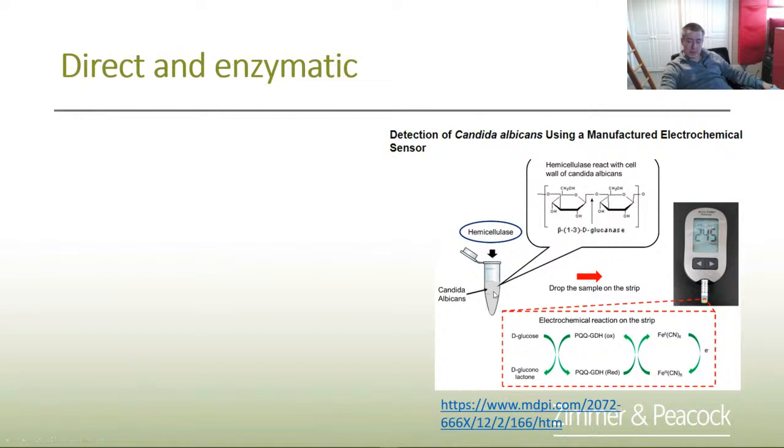But in this paper, they're basically breaking up the cell wall with an enzyme. So the Candida albicans, they break up the cell wall with an enzyme, and in doing so, they release glucose. And so in the paper, what they're basically doing, I'll just give you a direct demo of that. They're taking a glucose sensor and a glucose strip.